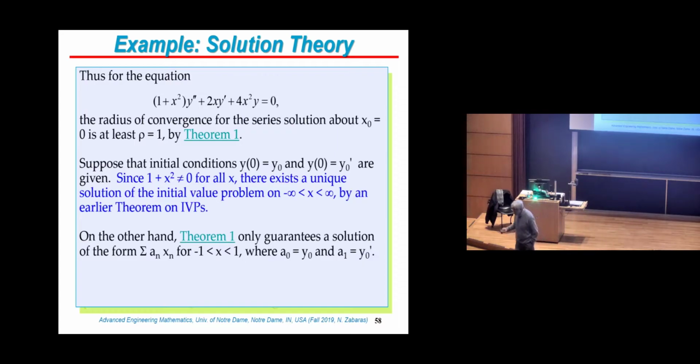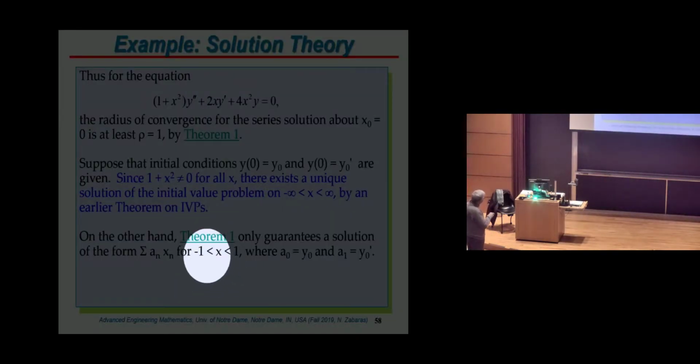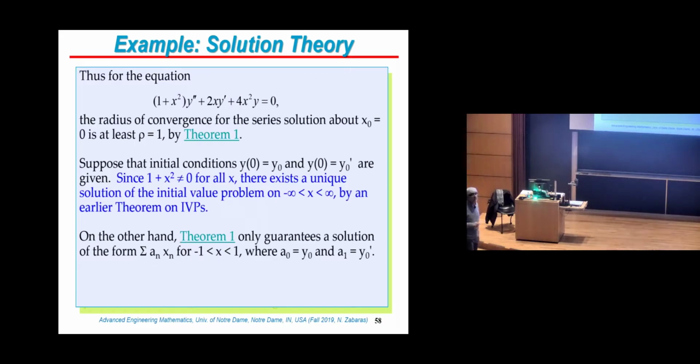So one tells you there is a solution for all x's. The other one tells you there is a power series expansion for x between -1 and 1, because that's the radius of convergence. Something is wrong there. So how do we actually bring the 2 things together so nothing looks wrong?